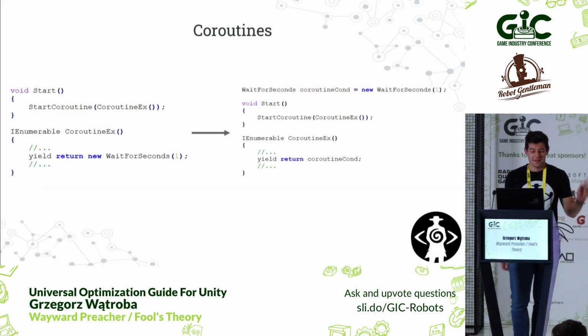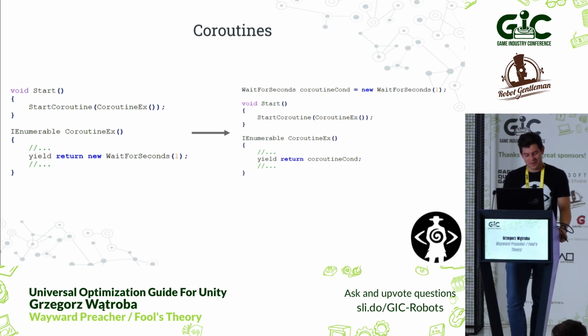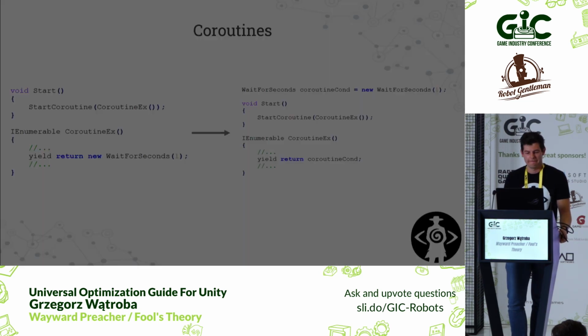Coroutines. This is one of the most popular problems, and I never saw a single company that was taking this into consideration. Do cache coroutine conditions. Each call to yield new blank is creating a heap object, and you can just cache it. So in coroutine heavy projects, it also makes a difference.